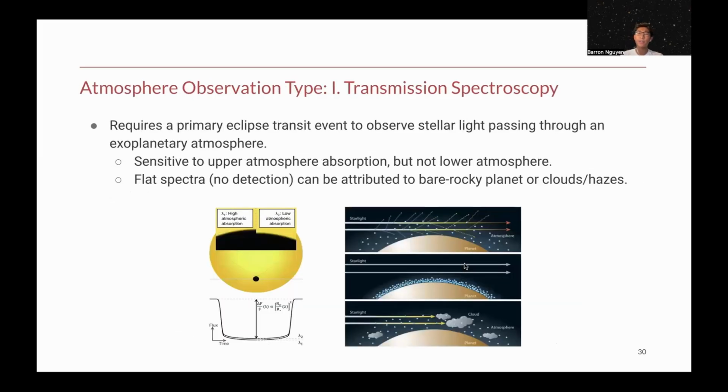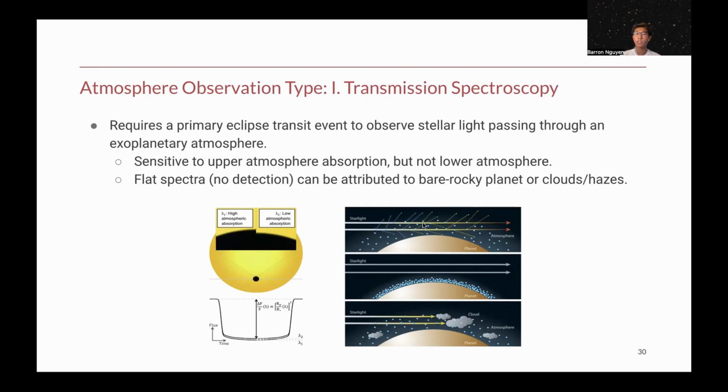So let's go over transmission spectroscopy in more detail. This requires a primary eclipse transit, the planet eclipsing the star from our view, to observe the light passing through an atmosphere. There are some pros and cons of this. It's sensitive to upper atmospheric absorption, but it's not really good for probing the low atmosphere. And then there's a degeneracy, meaning that there are two interpretations of a flat structure. One is that you just don't see an atmosphere at all, that's called a bare rocky planet, or the light is being reflected away and blocked by clouds and hazes.